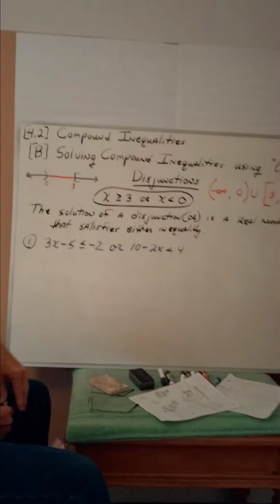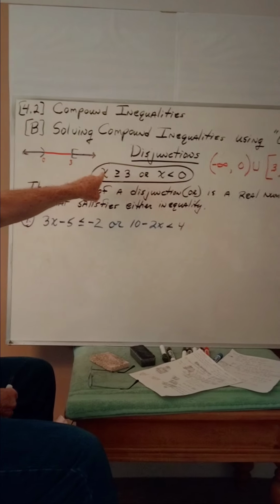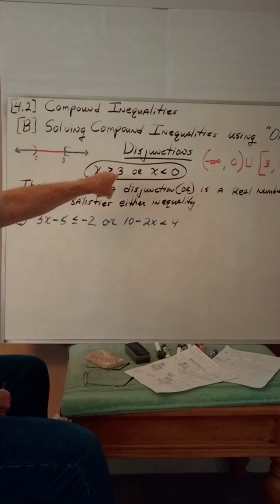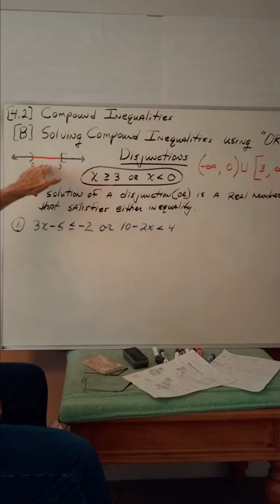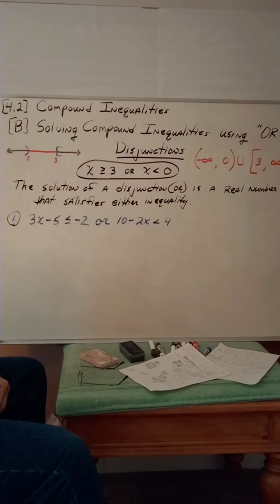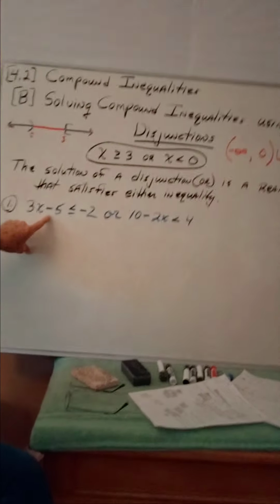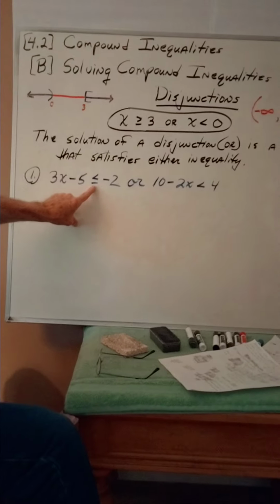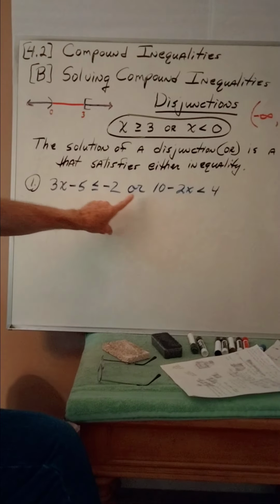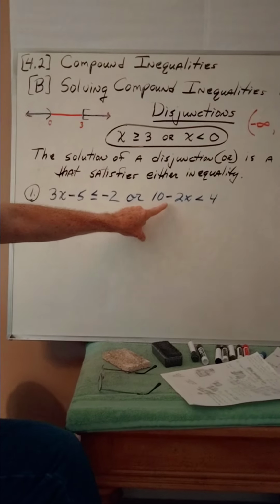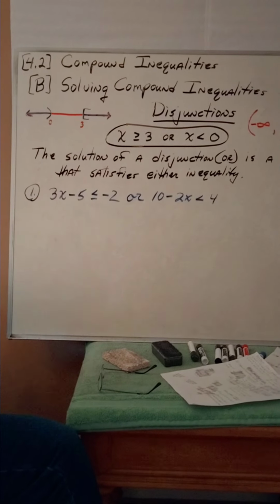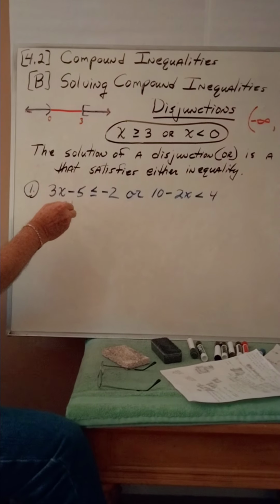So when we solve the disjunctions today, we're going to solve them, get it down to this point, so to speak, and then show the graph and show the interval notation. Let's go to number 1. 3x minus 5 is less than or equal to negative 2, or 10 minus 2x is less than 4. Solve this first one.